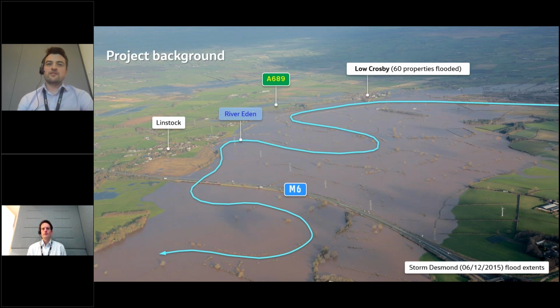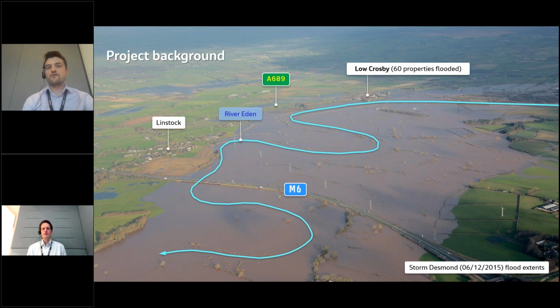Storm Desmond resulted in record-breaking river flows on the River Eden. As a result of that, 60 properties in Low Crosby were flooded, despite Low Crosby having a raised defence, certainly on its eastern side. That defence was constructed following the previous significant flood, which happened in 2005, that also affected Carlisle. That resulted in defences being built in Carlisle and also in Low Crosby.